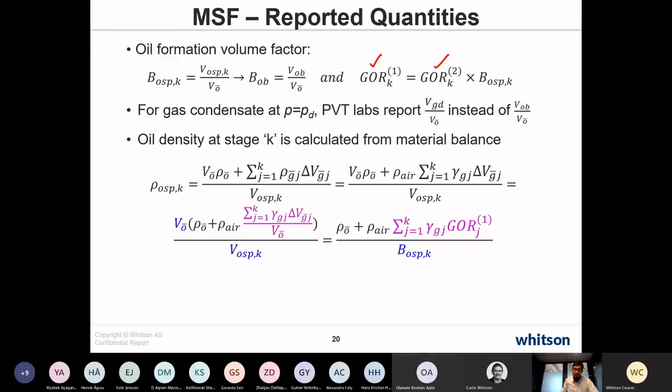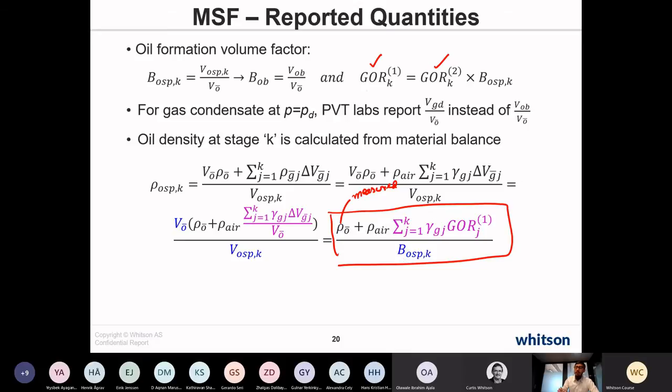Yeah. And then this is the oil density. So you can calculate the oil density from this expression here at any given pressure stage. I said that this is the measured density. This is what you measure in the PVT lab usually, the surface oil density or the stock tank oil density. And then we have the gas gravity at each stage, and then we have the measured GOR, and then the oil formation volume factor.